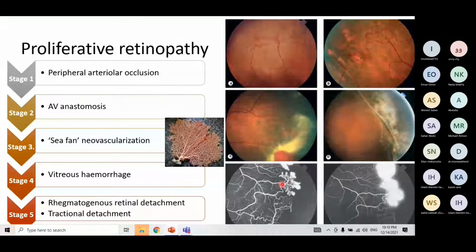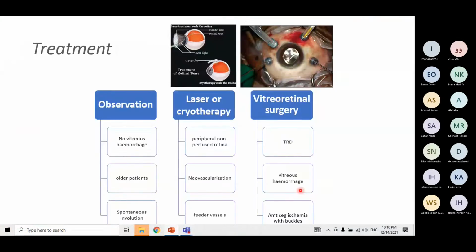Vitreoretinal surgery may be needed if there is tractional retinal detachment or non-clearing vitreous hemorrhage. Always try to avoid scleral buckling in those patients because it increases the anterior segment ischemia. So whenever the patient develops rhegmatogenous retinal detachment, it's important to remember: avoid carbonic anhydrase inhibitors, and avoid scleral buckling in those patients. Okay.